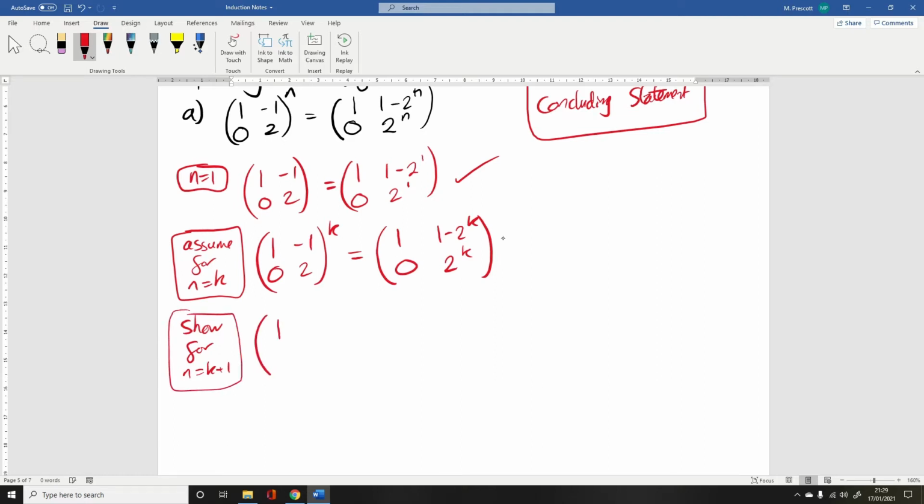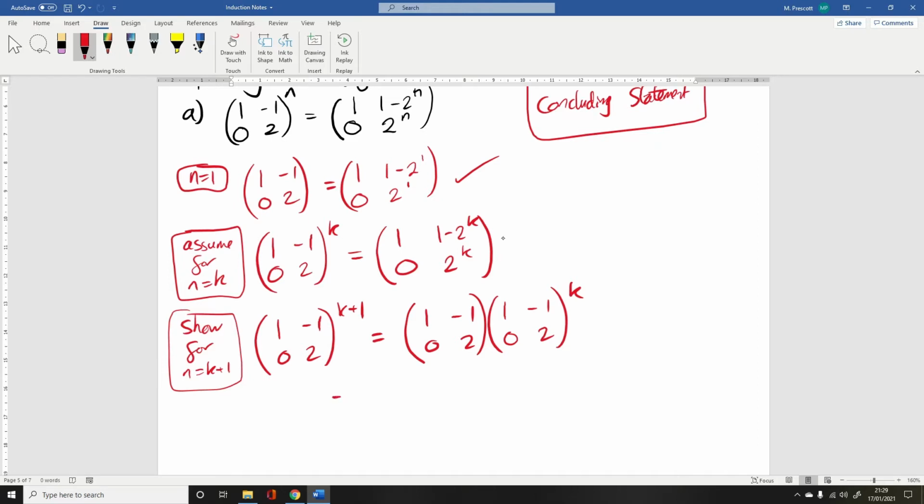Well, we can take 1 minus 1, 0, 2 to the k plus 1, which is our matrix, and we can split it up. I'm going to split it up this way around just because of how I prefer powers to work. We're going to split that power of k plus 1 into a power of 1 and a power of k. Now you could have this either way round. You could have the power of k on the left, but I think if I'm going to multiply into it, I prefer my small matrix to be on the left. Just makes more sense in my head.